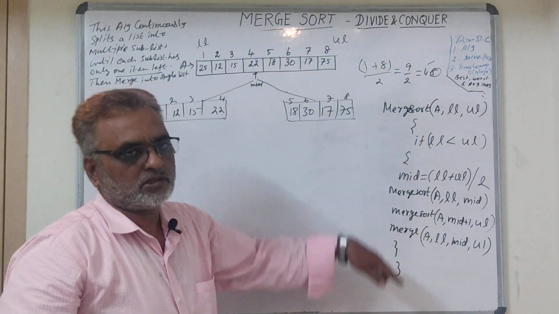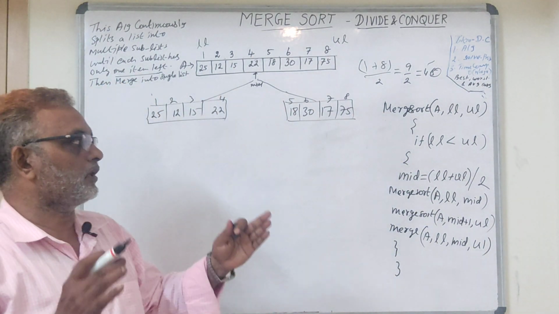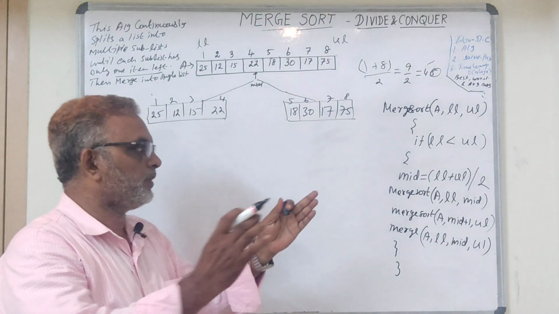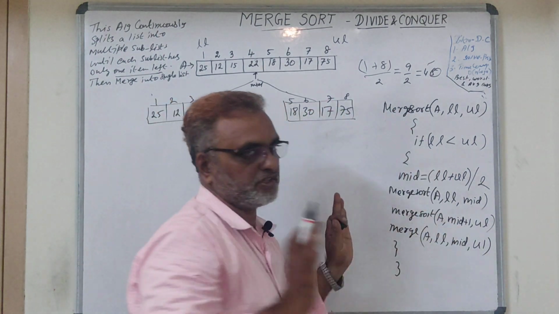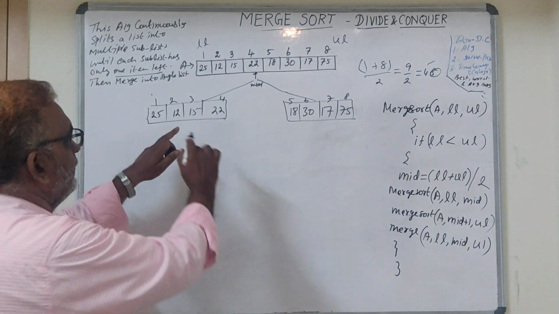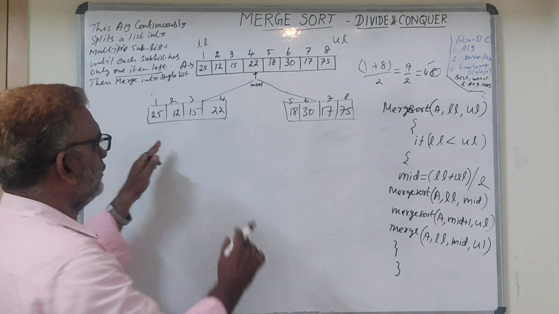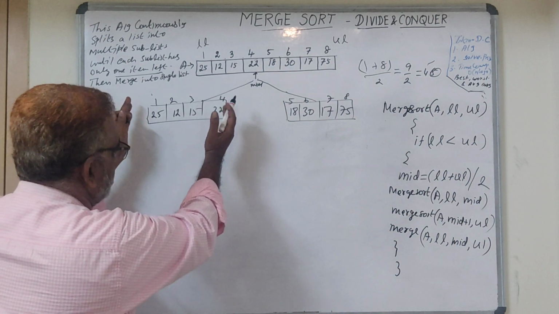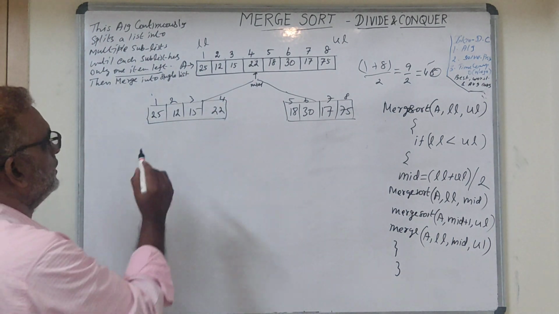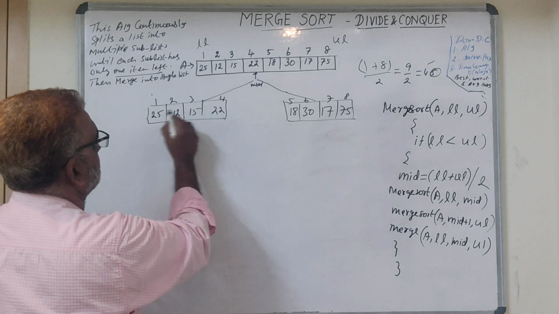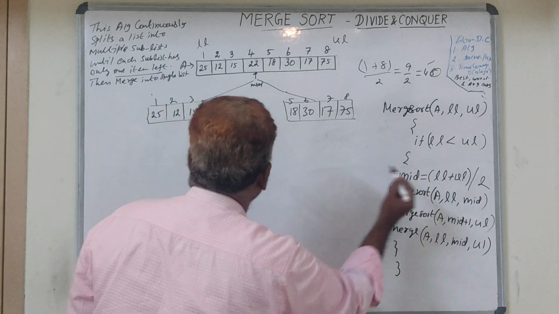So this is the gist of this algorithm. What exactly are you going to perform in merge sort? Only this much. Now we have divided into two parts. Let us take this part along. So what you have to do is find out the midpoint.